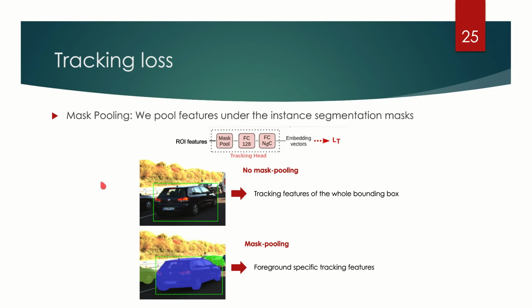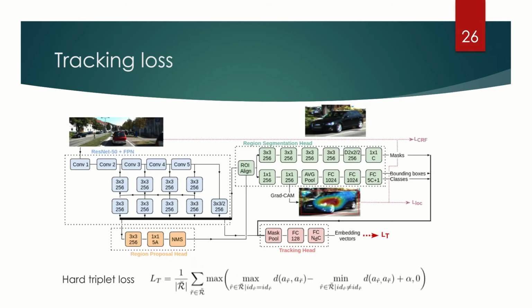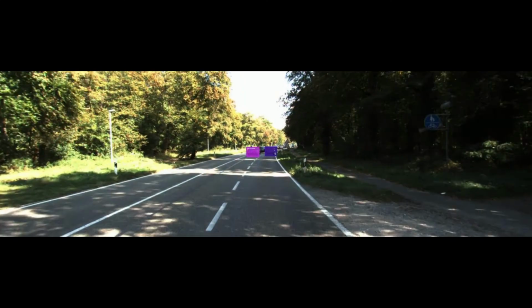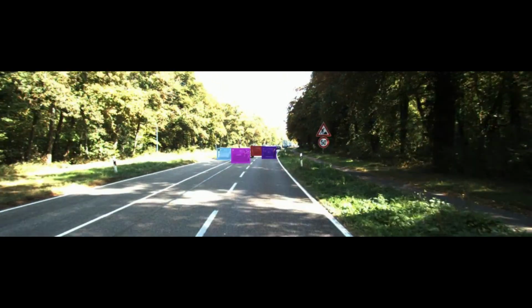The tracking head at inference time just predicts embedding vectors to associate the predicted objects in the frame to those of the rest of the frames of the sequence in order to build a tracklet. But at training time, we optimize a hard triplet loss to train the tracking head, so that in the embedding space, we push together objects of the same identity and we push away objects of different identities. Then the tracking task is indirectly supervising instance segmentation as the gradients are backpropagated.